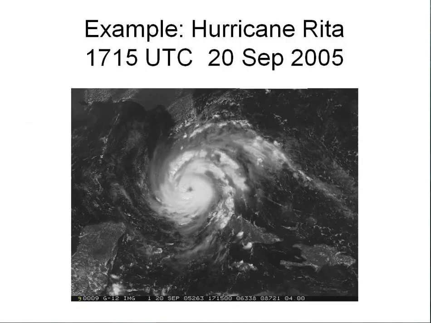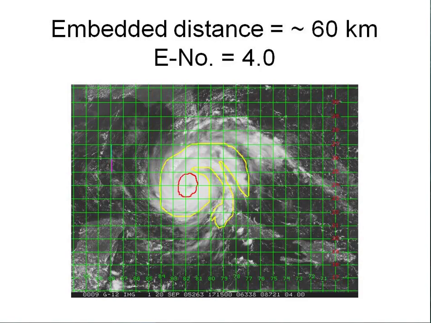Let's now look at Rita from 2005 as another example. With this case, you can see that there's a bit of subjectivity involved in measuring the embedded distance because there is not a sharp delineation between the banding and the CDO. The 1 degree latitude grid here is shown in green, the CDO region outlined in red, and the banding features in yellow. The embedded distance measurement of 60 kilometers gives an E number of 4.0.